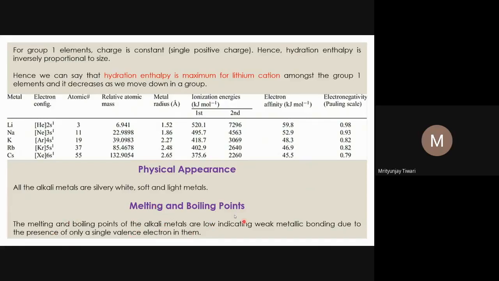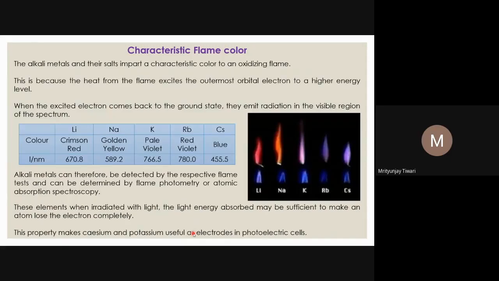So the melting and boiling points for alkali metals are usually very low. And why are they low? Because it indicates weak metallic bonding. And why is the metallic bonding weak? The reason, as I have explained, is the presence of single valence electrons in them. And single valence electrons and unipositive cations both have only one charge, so that attraction will not be that sufficient, not that significant.